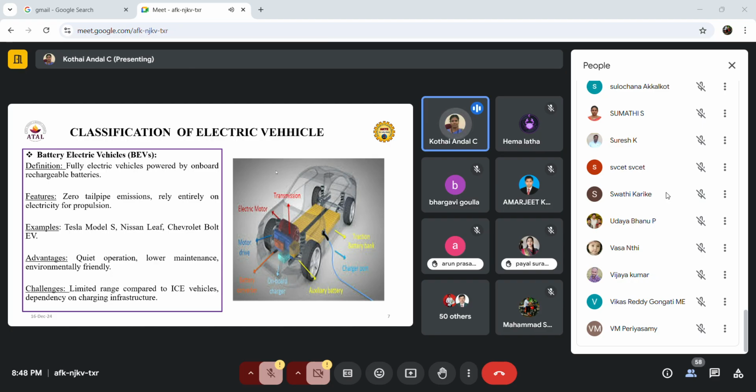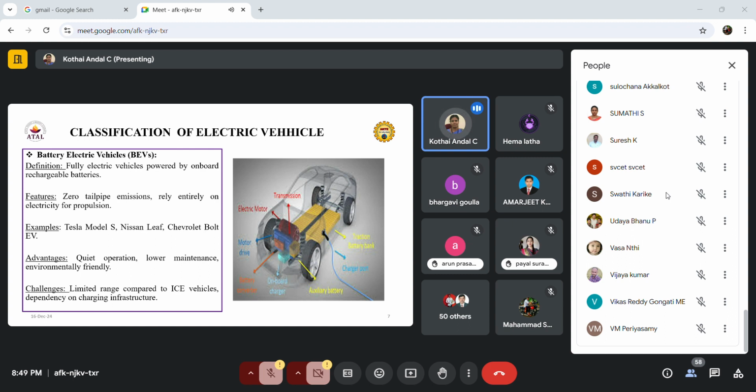So we know the futures very well. This is zero emission. The drawback here is that the electric propulsion depends only upon the batteries. These are the examples: Tesla, and companies like Chevrolet and Nissan are giving these batteries. Even many companies have now come into the market.